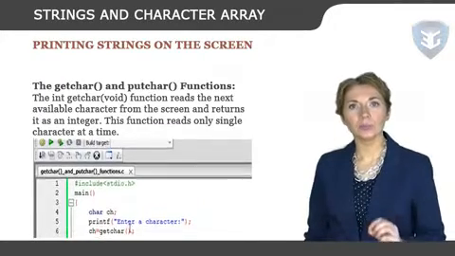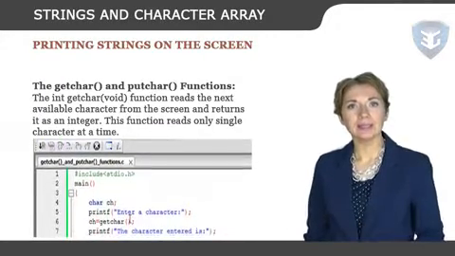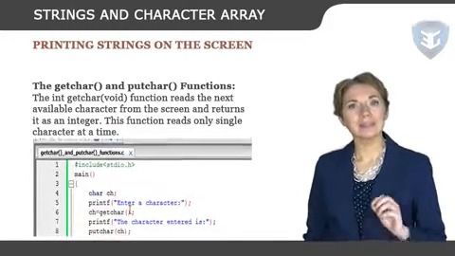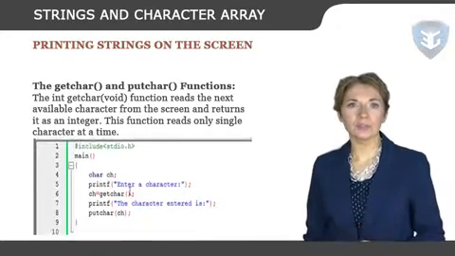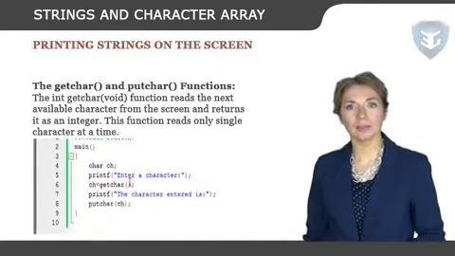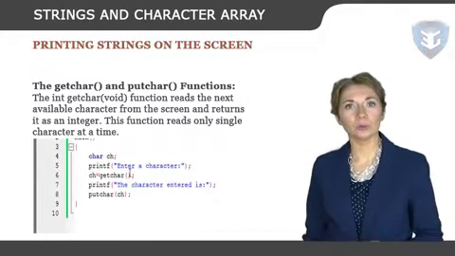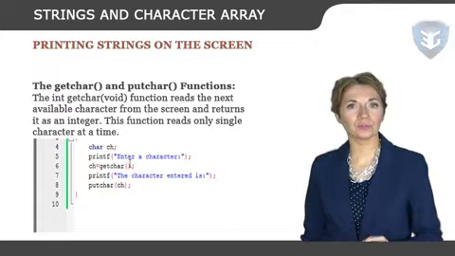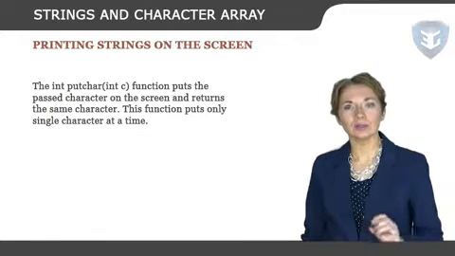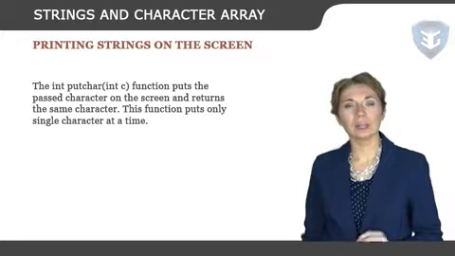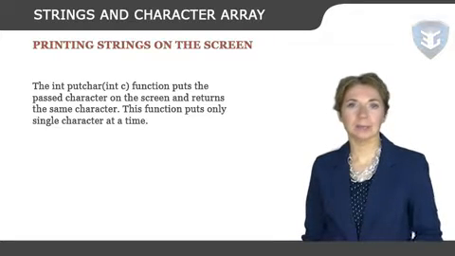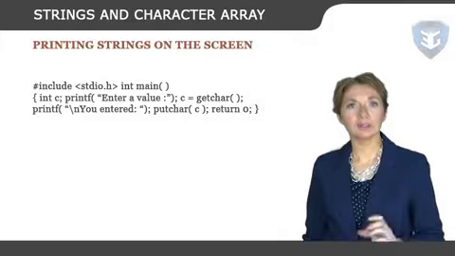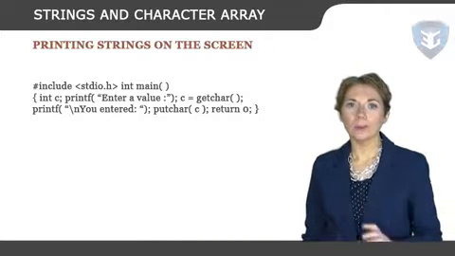The getchar and putchar functions. The int getchar(void) function reads the next available character from the screen and returns it as an integer. This function reads only a single character at a time. One can use this method in a loop in case one wants to read more than one character from the screen. The int putchar(int c) function puts the passed character on the screen and returns the same character. This function puts only a single character at a time. One can use this method in a loop in case one wants to display more than one character on the screen.